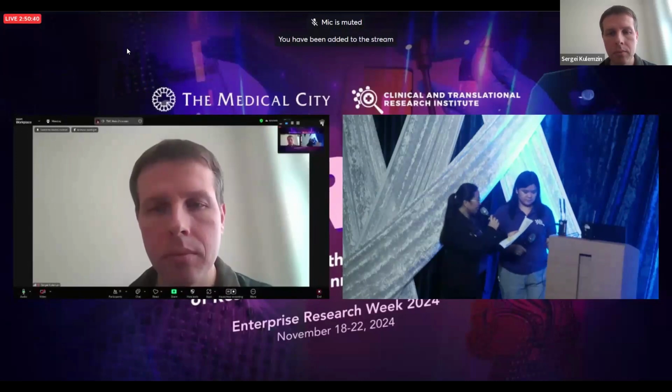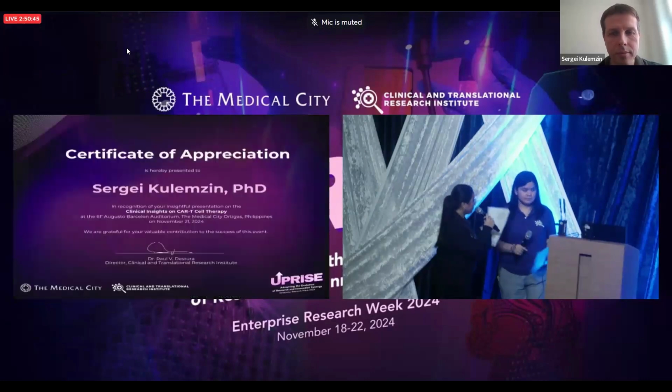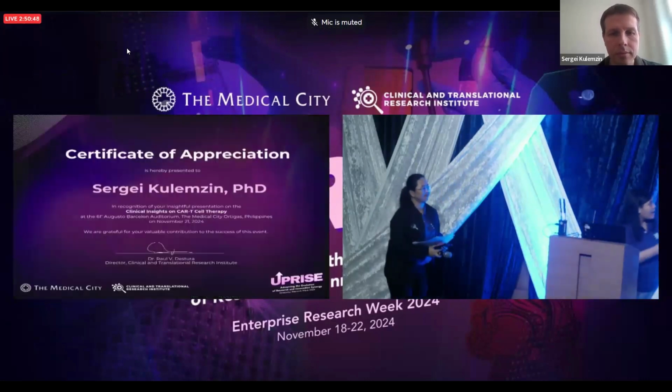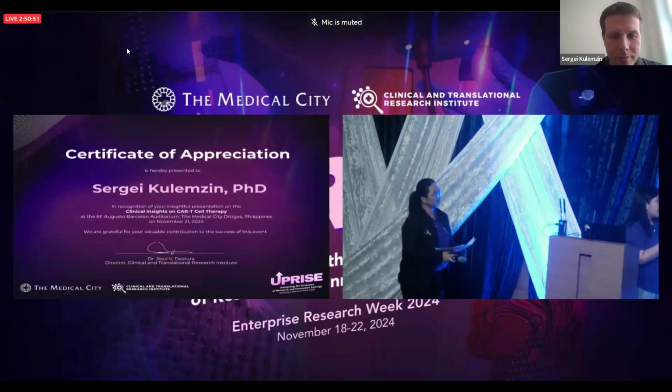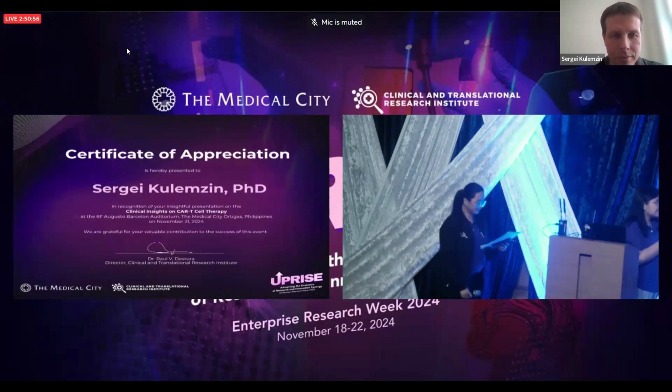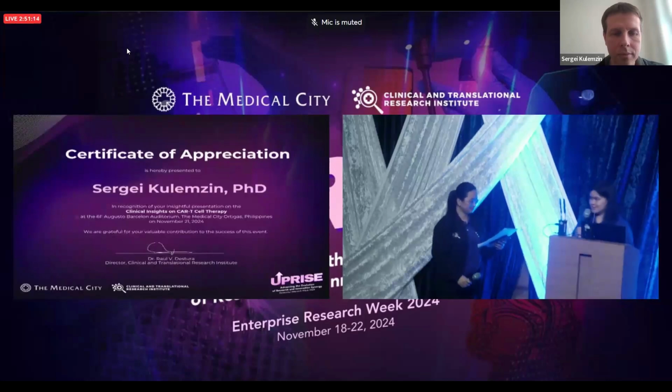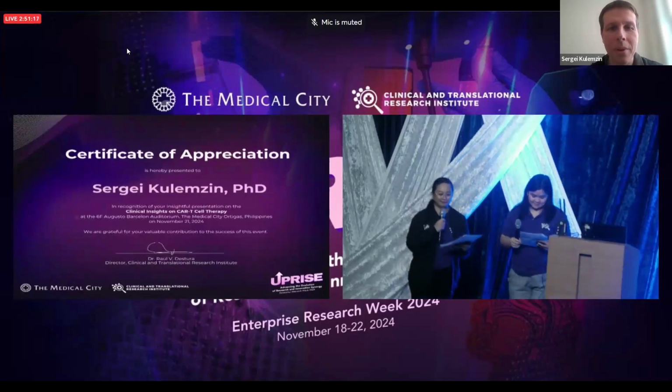To show appreciation of your time and effort to be one of our special guests this afternoon, we would like to present you with a certificate of appreciation. Certificate of Appreciation for Dr. Sergei, in recognition for your insightful presentation on clinical insights of CAR T cell therapy, presented at the 6th floor Agustin Barcelon Auditorium, the Medical City, Ortigas, November 21. We are grateful for your valuable contribution to the success of this event. Signed by Dr. Destura. Thank you very much, Dr. Sergei.